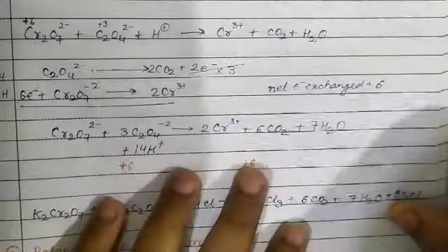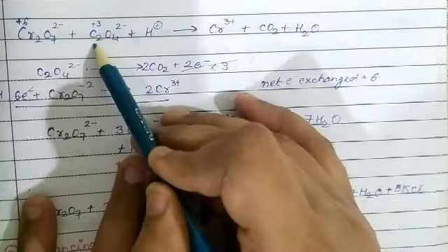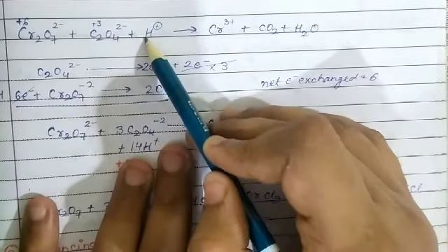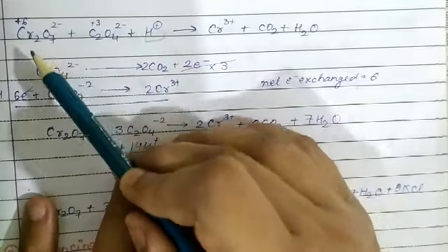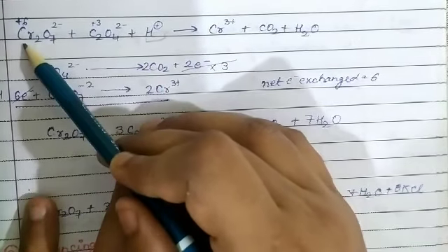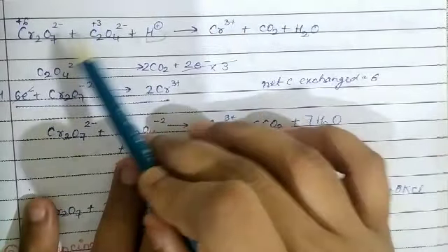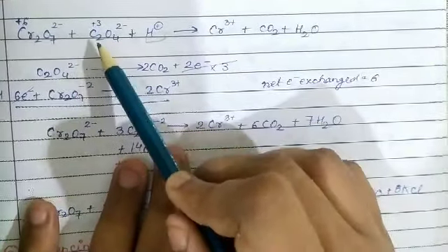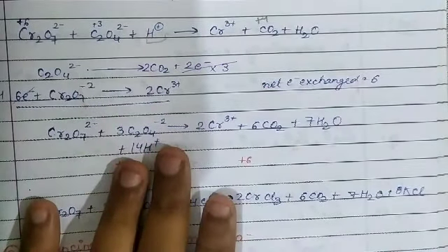So now the ionic equation will be in the form of Cr2O7 2 negative and C2O4 2 negative, balancing in acidic medium, therefore H plus ion. In Cr2O7 2 minus, the oxidation number changes from +6 to +3, so there is a decrease in oxidation number, which is reduction. The oxidation number of carbon is +3 and changes to +4, an increase in oxidation number.